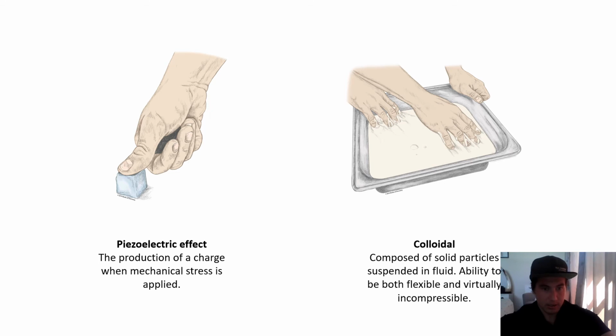The piezoelectric effect is the production of a charge when mechanical stress is applied. So we are electrical, in that we have nervous tissue, which provides the ability to send and receive messages. We can produce an electric charge through an application of mechanical stress. And colloidal is when solid particles are suspended in fluid, and they have the ability to be both flexible and virtually incompressible when a rapid amount of force is applied.